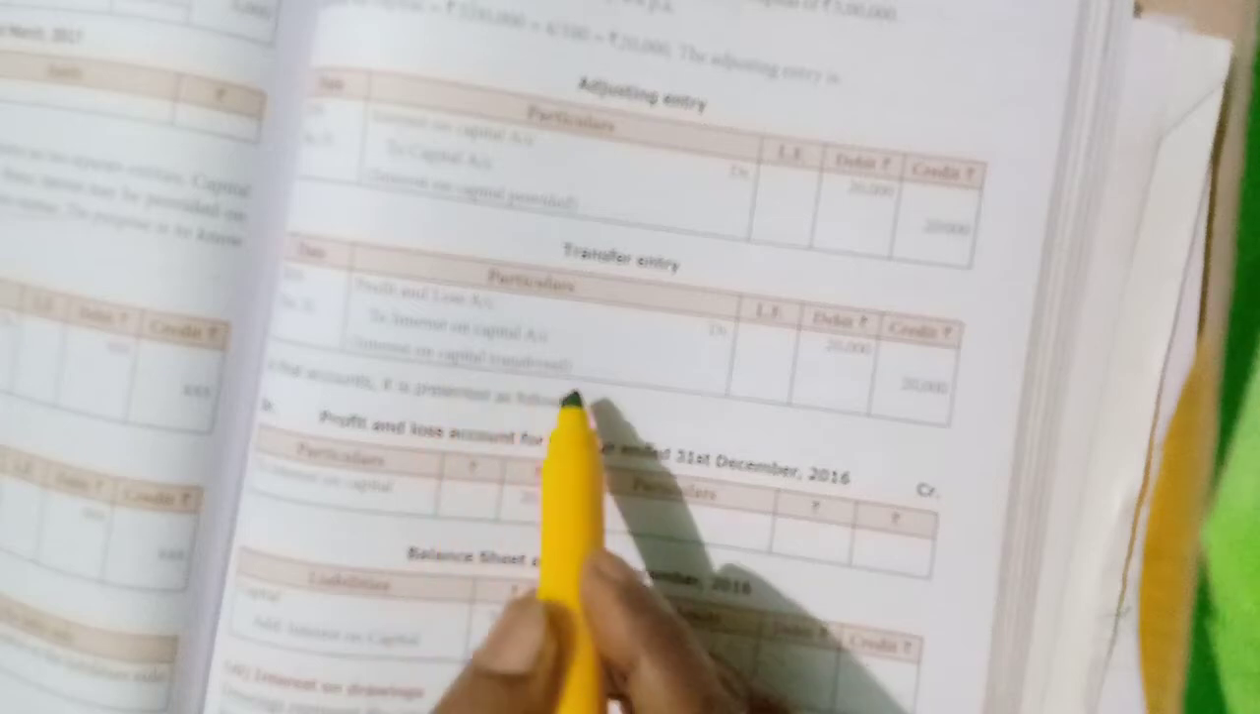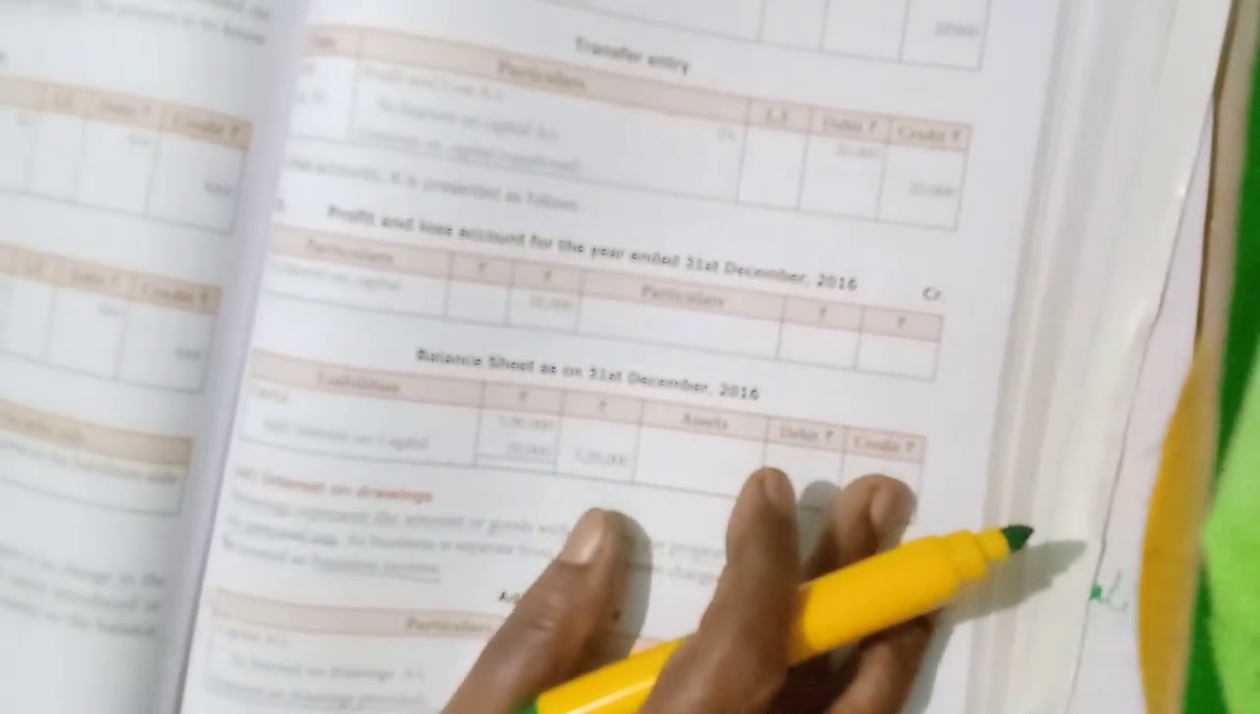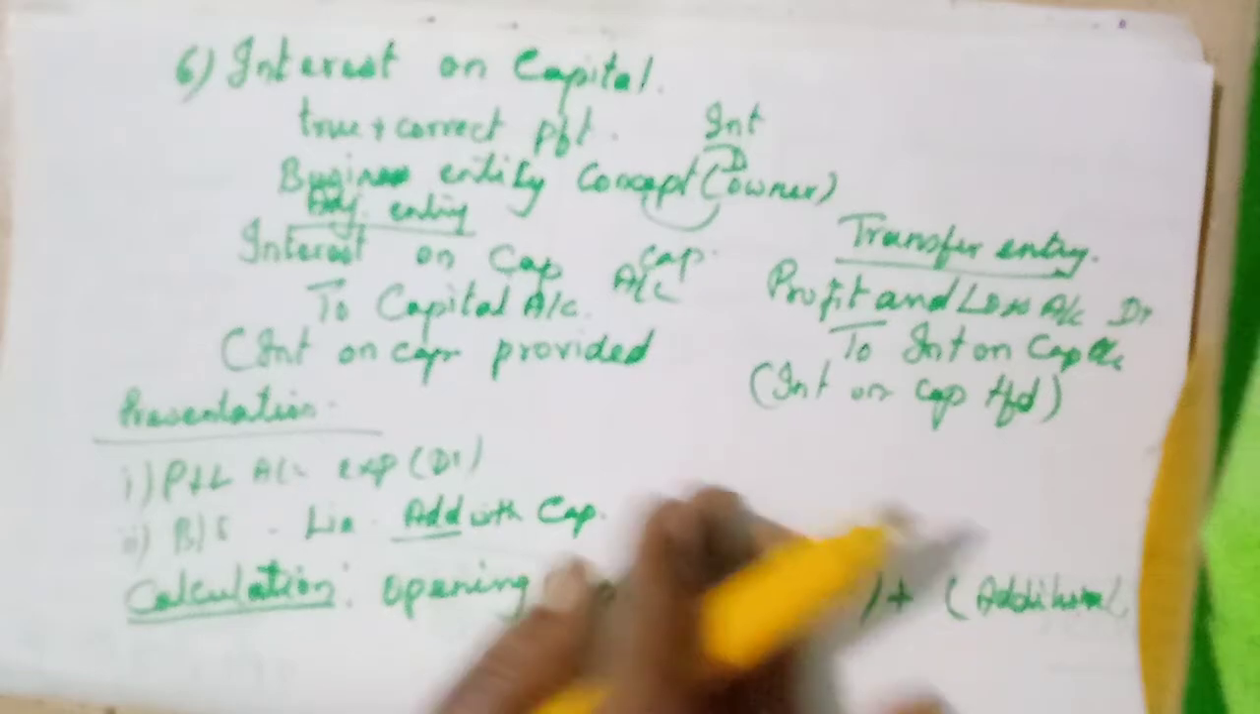Now the adjusting entry: Interest on capital account debtor to capital. Then interest on capital provided, we have calculated 20,000, that you write. Then transfer entry: profit and loss account debtor to interest on capital account, interest on capital transferred. Then presentation: profit and loss account, interest on capital. Then in balance sheet, capital, add interest on capital. Okay, understood? Shall we learn the next adjustment?